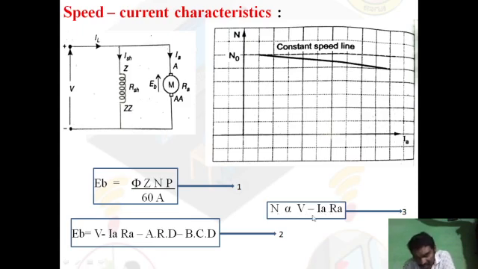Hence, the change in speed, that is this gap I am talking about, from no load to full load, is very small. That is, if I consider the no load speed as 1000 RPM, then at full load the speed can be around 975 RPM. Only 1 or 2% change in speed will be there, generally. Therefore, you can consider this motor as a constant speed motor.